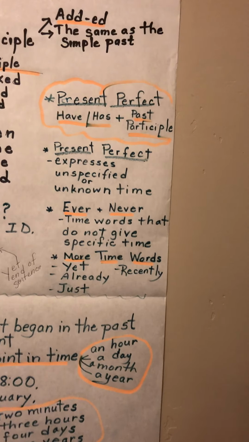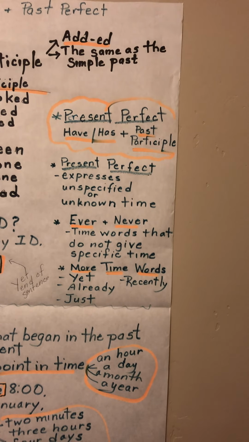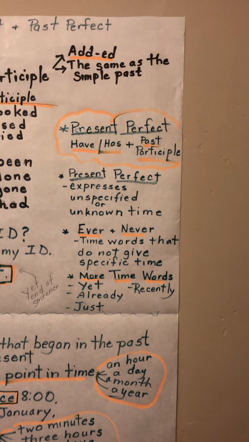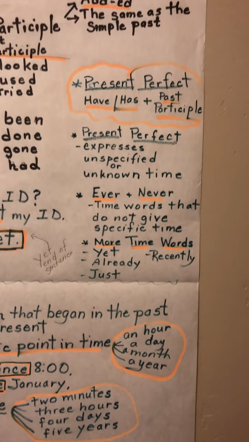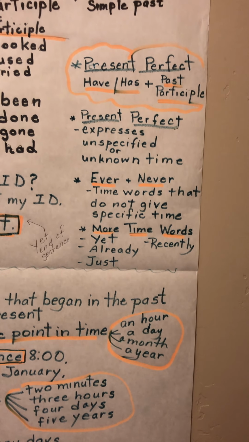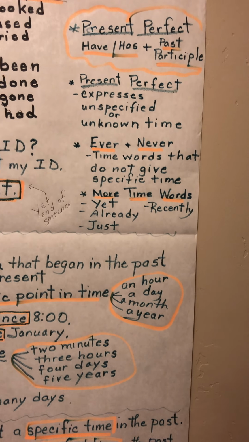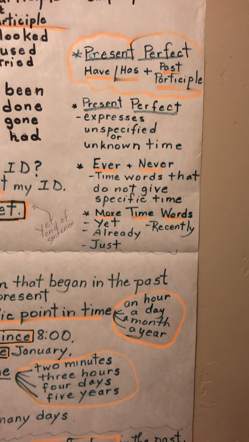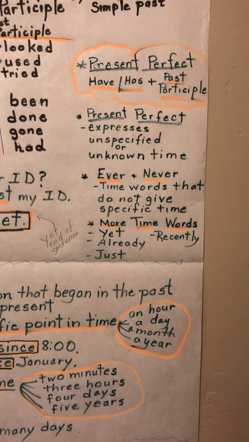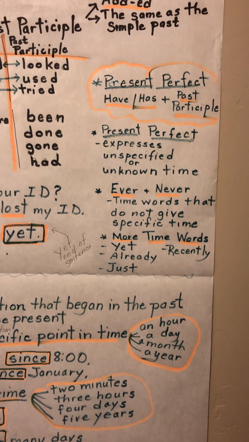Okay, the present perfect, how do we form it? We use have or has plus the past participle. That's why you have to learn the past participle. The present perfect expresses unspecified or unknown time. And we use time words when we're using the present perfect. We're going to be using first the time word ever and then never.